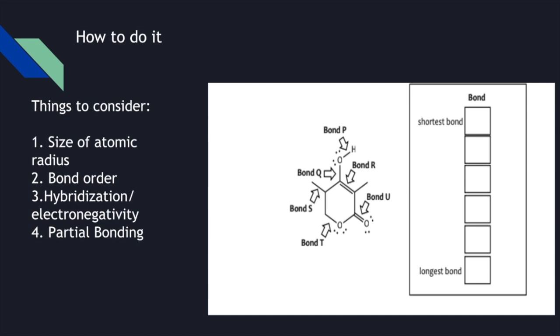Number 3, electronegativity. It follows a trend on the periodic table. Electronegativity increases across a row from left to right, and electronegativity decreases down a column. For example, oxygen is more electronegative than carbon. The more electronegative an atom is, the shorter the bond length will be. In terms of hybridization, sp is more electronegative than sp2, and sp2 is more electronegative than sp3. Any atom involved in a triple bond has a hybridization of sp and is more electronegative than an atom with an sp2 or sp3 bond.